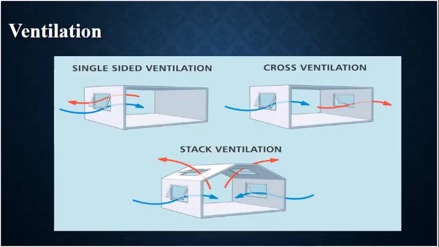Ventilation. Ventilation exchanges indoor air with outdoor air to maintain air quality. It removes pollutants and introduces fresh air. Methods include natural, mechanical, and hybrid systems, balancing ventilation with energy efficiency to maintain a healthy indoor environment.